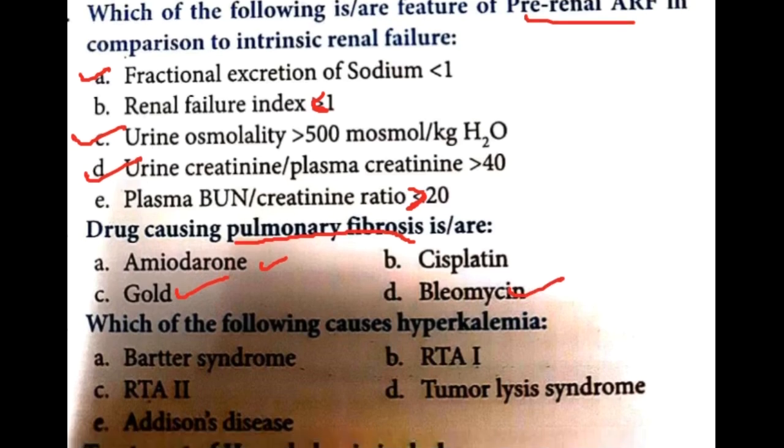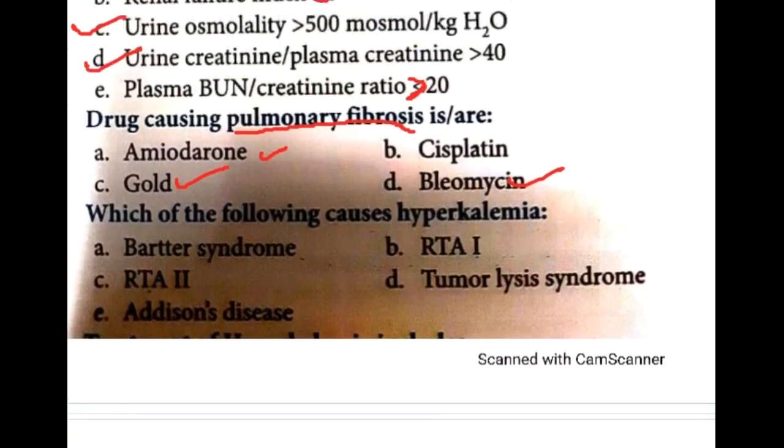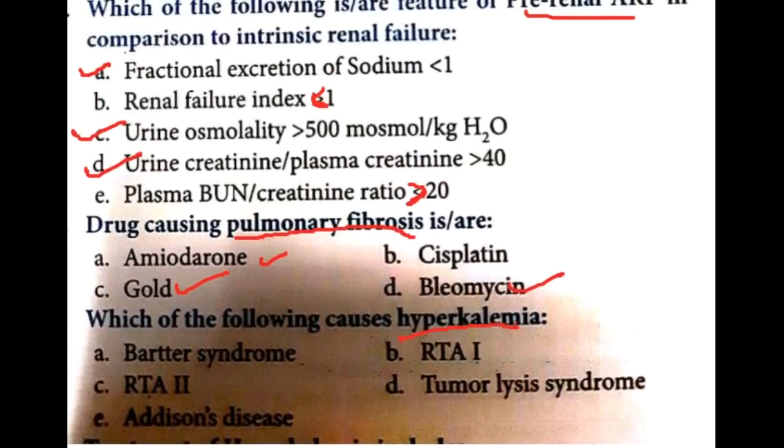Then next question, which of the following causes hyperkalemia? Hyperkalemia is caused by tumor lysis syndrome because of the breakage of the tumors. Bartter's syndrome actually causes hypokalemia because it causes loss of potassium in the urine. Renal tubular acidosis also presents with hypokalemia. Addison's disease has hyperkalemia because in Addison's disease there is aldosterone insufficiency, so the potassium cannot get excreted.